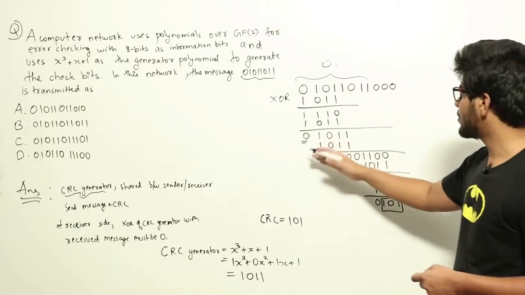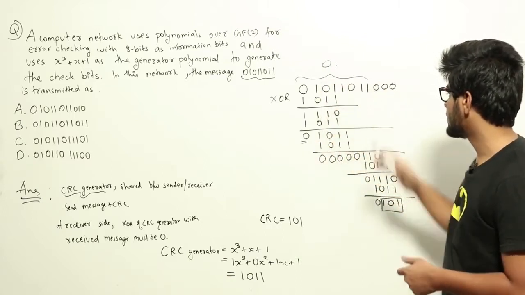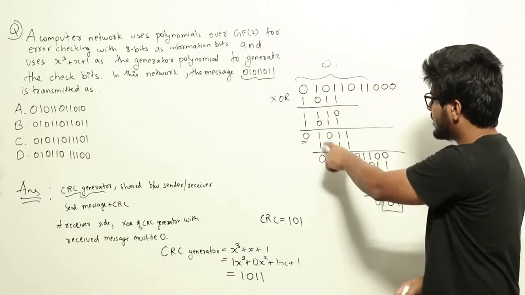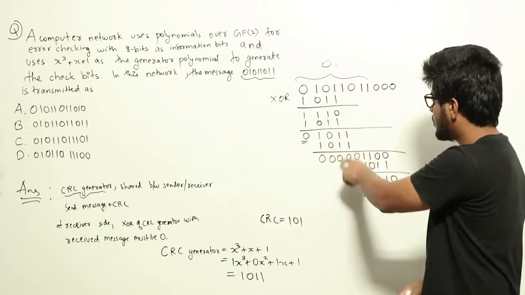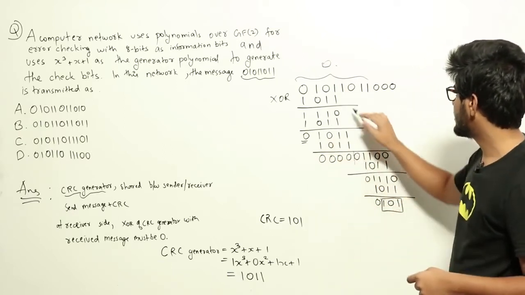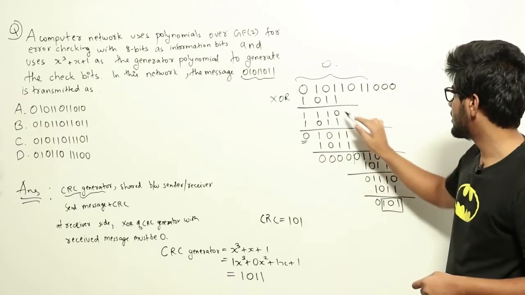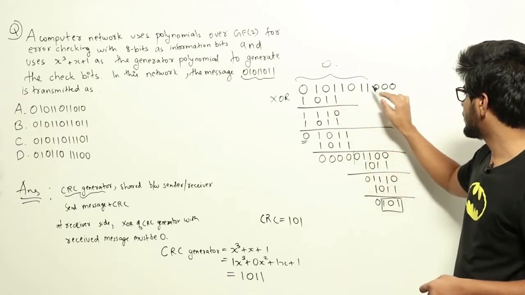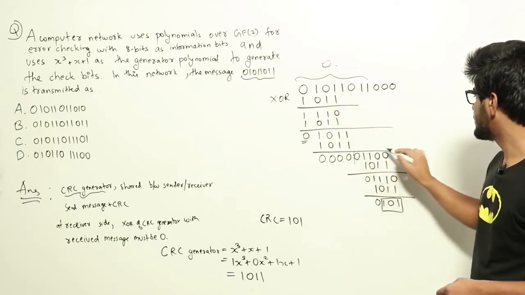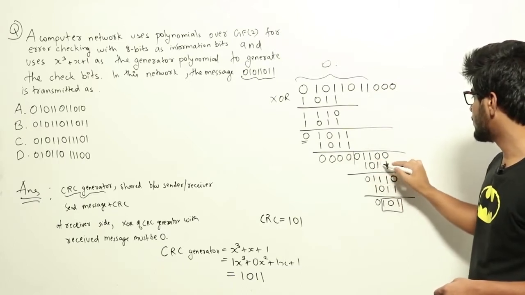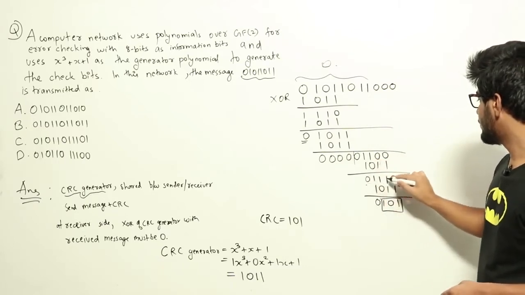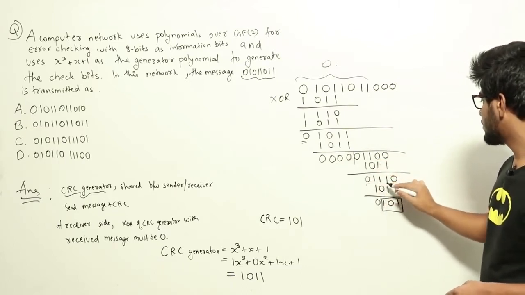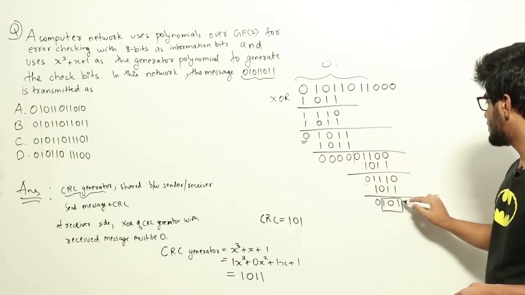Now we need to keep on doing this until all this is 0. I'll do 1011 again. Now this becomes 0. All these 4 bits become 0. Now we can write the rest of the bits here. We already took 5 bits. The rest is 0110. We'll do XOR with 1011. This will be 0110. Again, we'll do XOR with 1011, which is 0101.